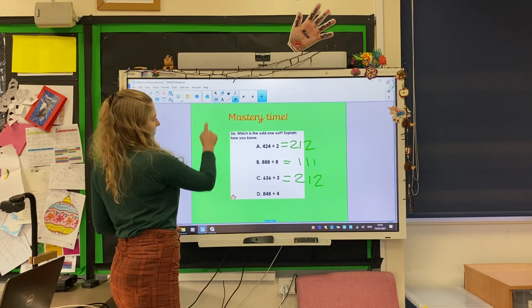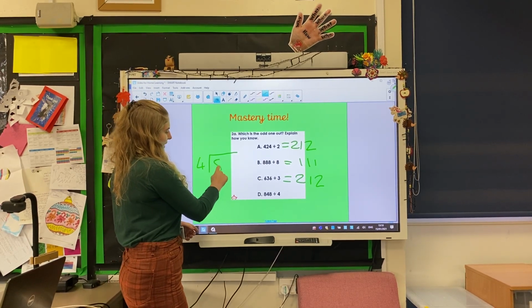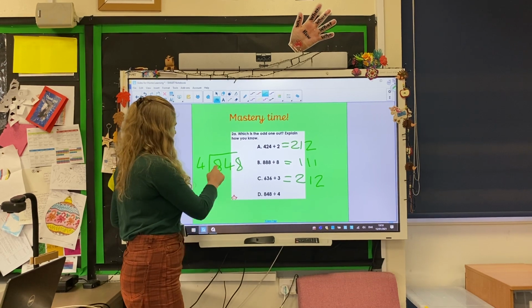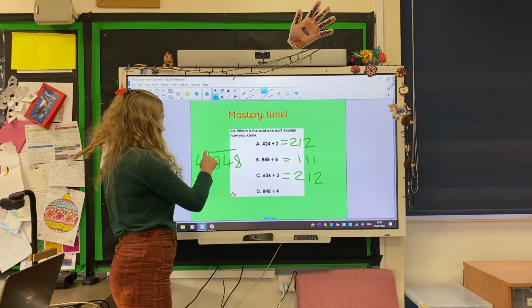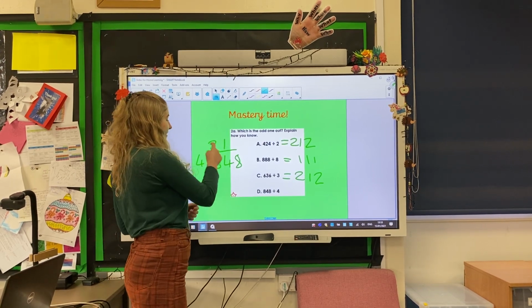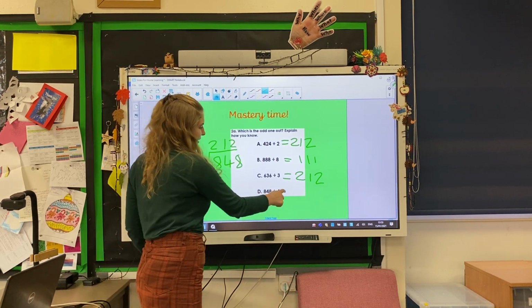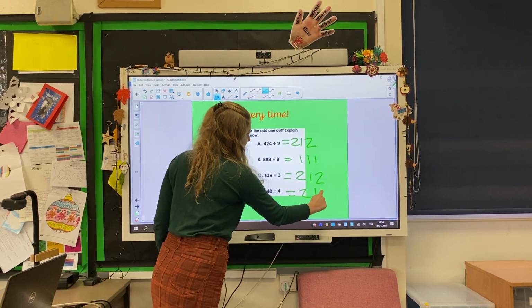Okay, and the last one. We might be able to spot a little pattern here. We've got 4, 8, 4, 8. How many times does 4 go into 8? Goes in twice. How many times does 4 go into 4? Once. How many times does 4 go into 8? Twice. Okay, so quite easily we can spot the odd one out.